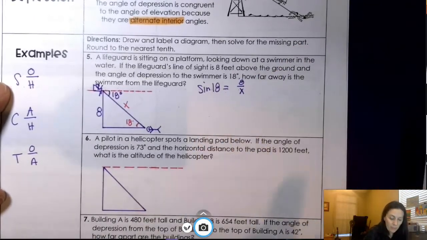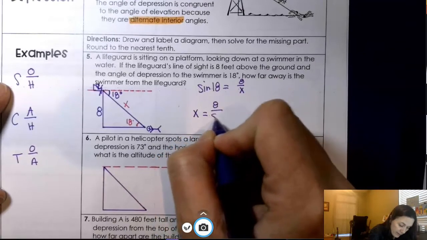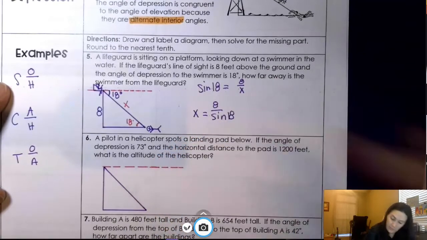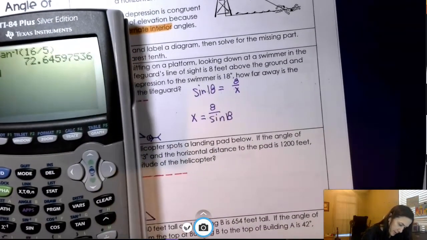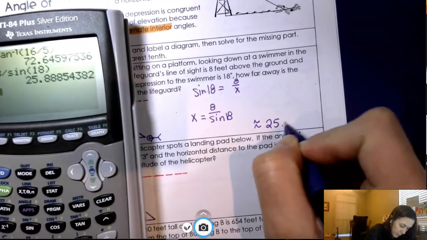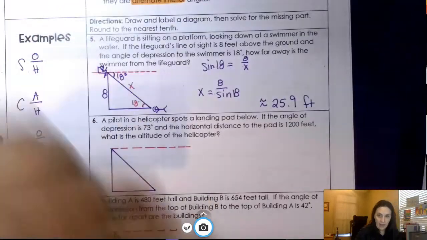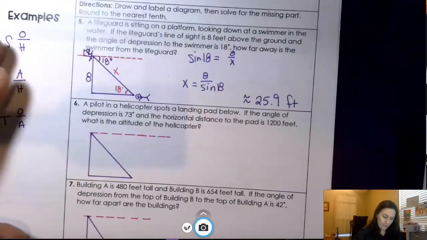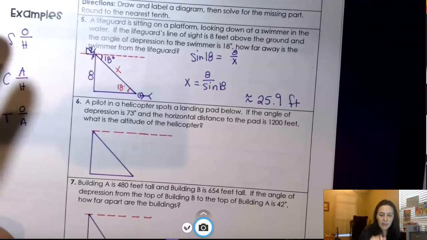Anytime the x is in the bottom, remember they will just swap. x is equal to 8 divided by sine of 18. If that is the case, 8 divided by sine of 18, we get approximately 25.9 feet away. Diagonally, like the hypotenuse there. So there we go. I'm going to go ahead and set up the next one. Go ahead and pause. Set up the next 3.